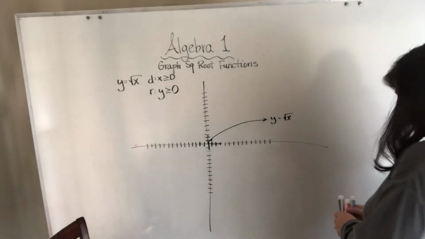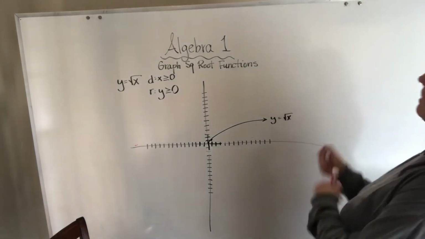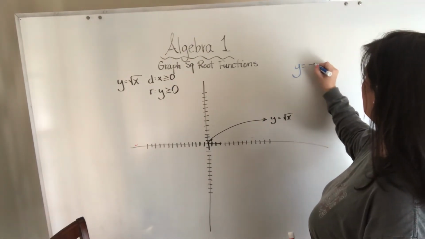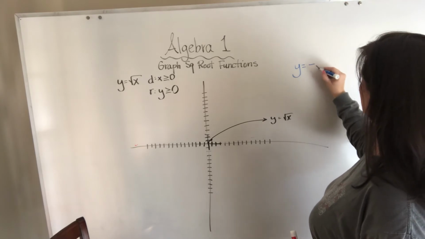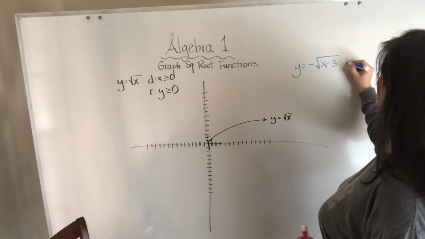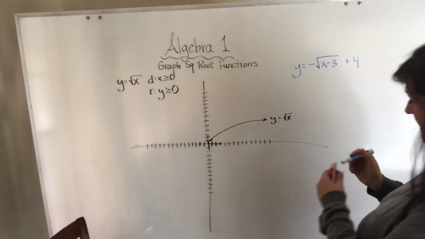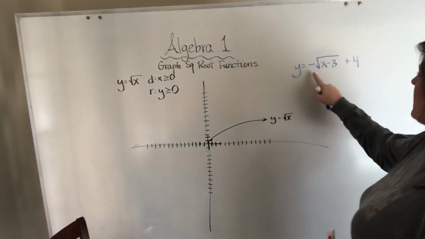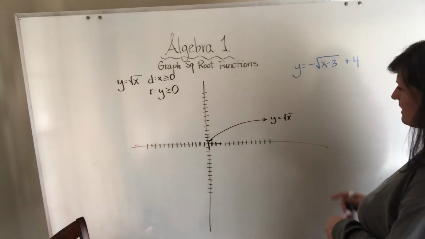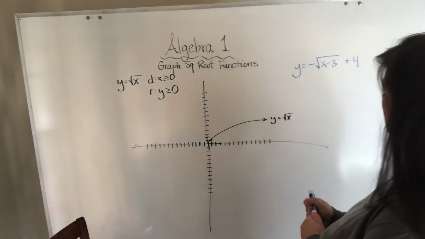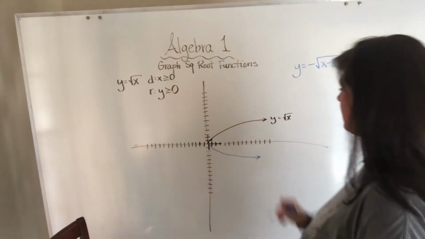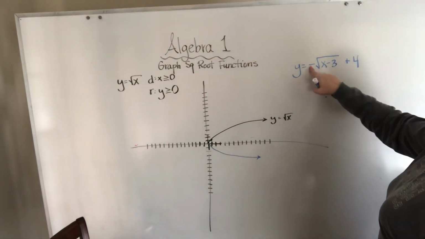And you're like, well, Miss Winfrey, our problems are much harder than that in the book. Okay, y equals, let's say, negative square root of x minus 3 plus 4. That looks like fun, right? I'm still using the square root function, okay? Now, the first thing I know is that it flips, okay? So I take that square root function, and now I know I've got it like that. That takes care of that.